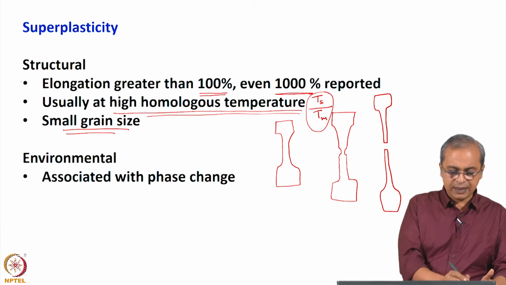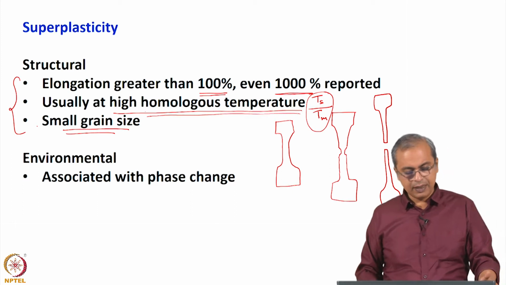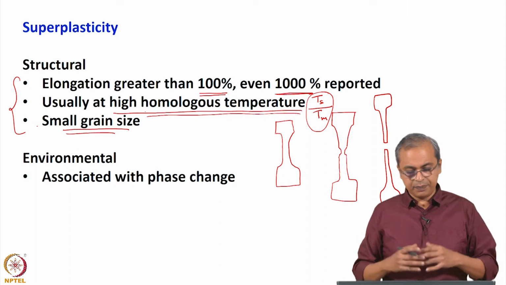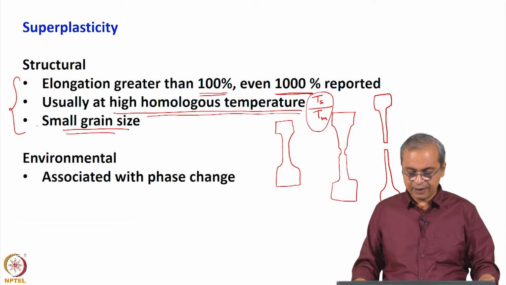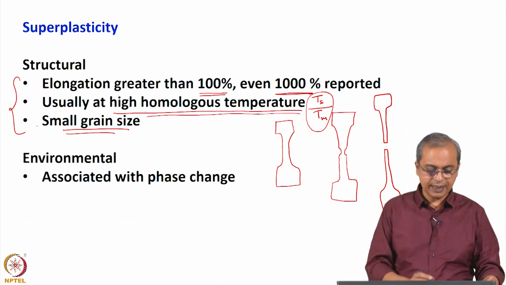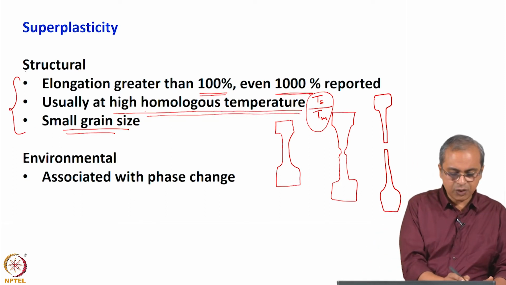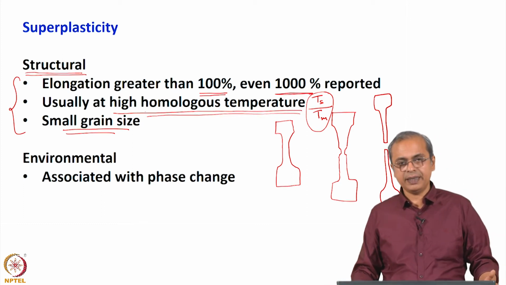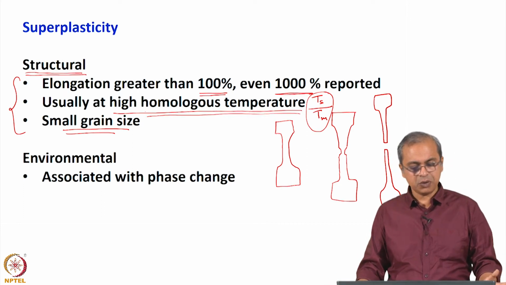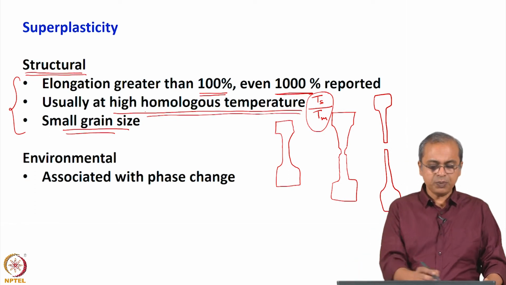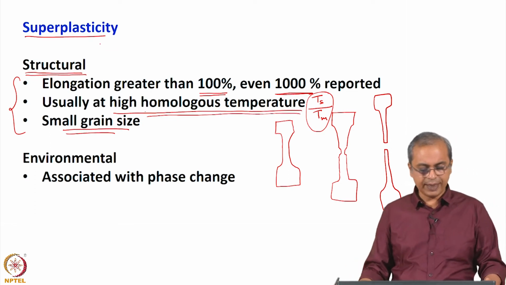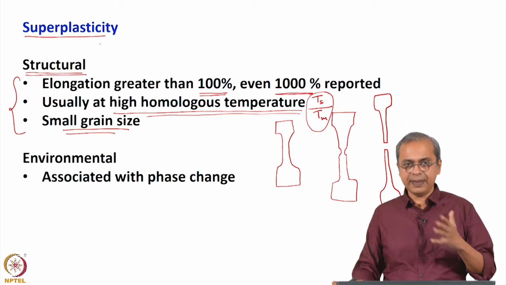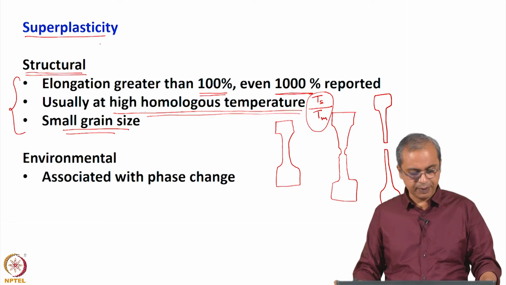So, this combination of in general very high elongation, and this deformation happening at relatively high temperature and small grain sizes, is referred to as structural superplasticity. This has got to do with the structure of that material and what is happening inside that material. So, when you look at superplasticity in general, it is of these two kinds, structural and environmental, but for most applications we are looking only at the structural aspect of superplasticity.